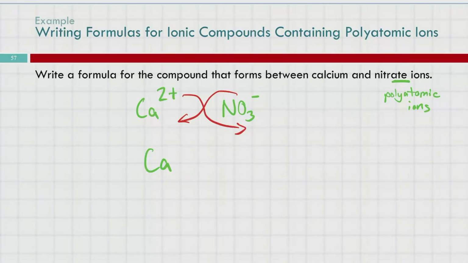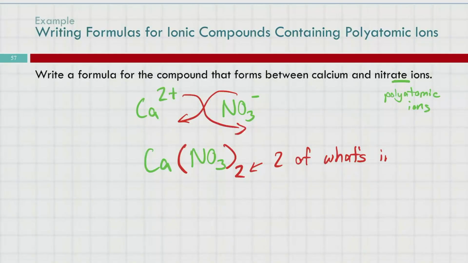Parentheses, that's exactly right. Yeah, so we need parentheses so that we know that we've got 2 of the entire group. So the NO3 goes inside parentheses, and then the 2 goes on the outside. So this means we've got 2 of what's in the parentheses.